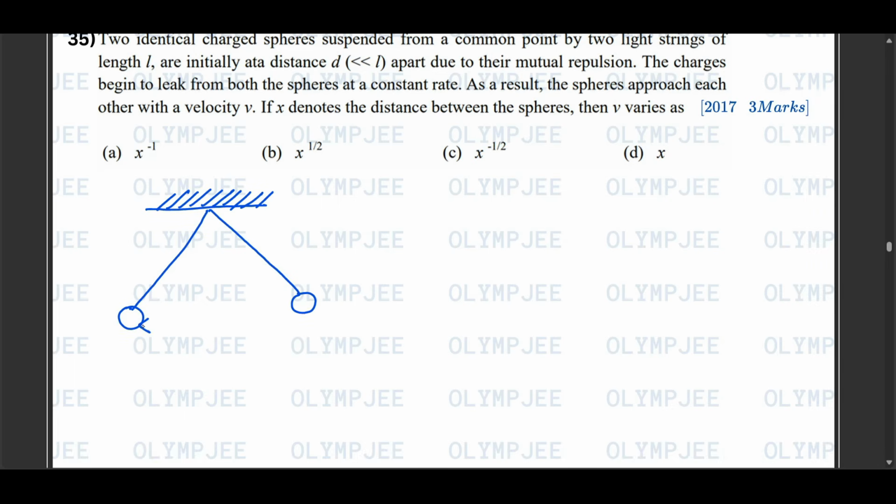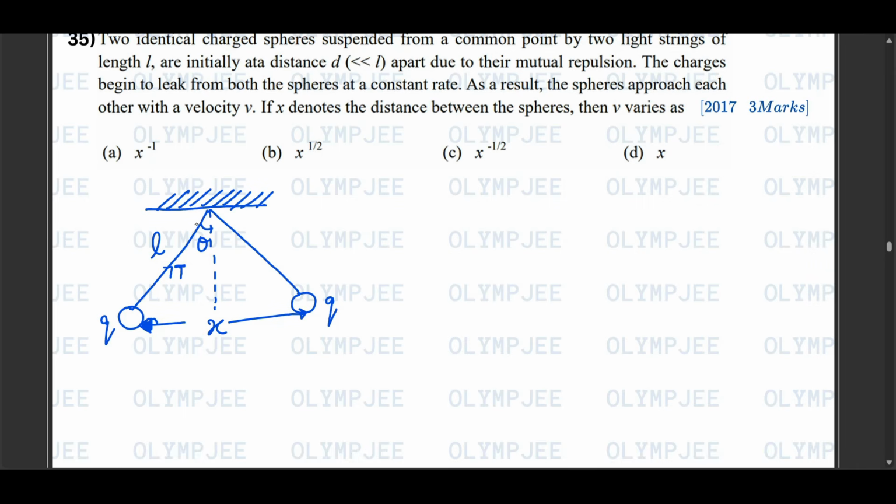Initially they are at a distance d. So let me draw at any particular instance when the distance is x between the spheres. This is L, and let me assume that this is theta. The charges are q on both. I am assuming it to be q. So, and T is here.